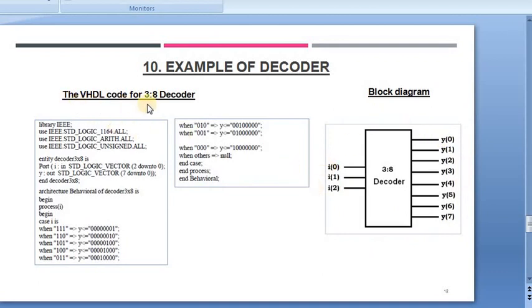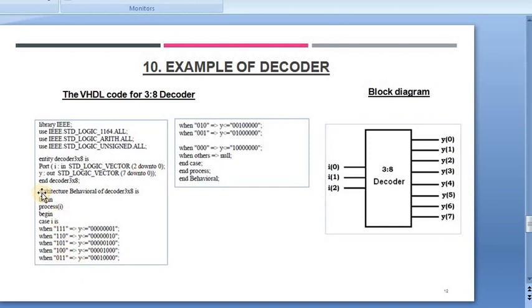Now let's study its VHDL code. As you see on the left side, the VHDL code for the 3:8 decoder is shown. Initially the library declaration is done, then the entity is defined for the decoder called decoder 3x8. Then the inputs are defined in bit vector form, that is I from 0 to 3 and Y from 0 to 7, and then the entity is closed.